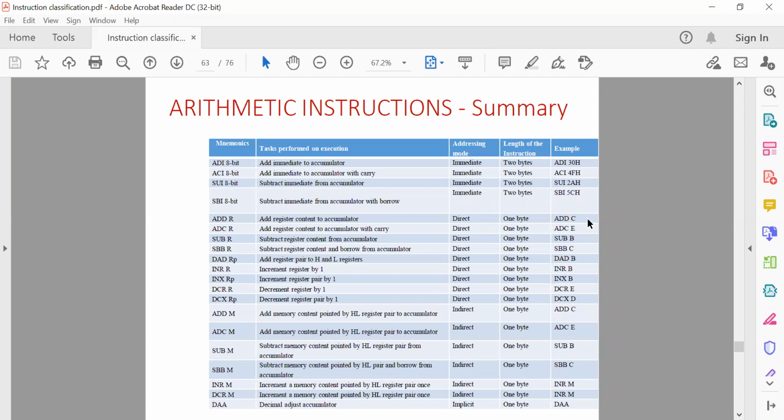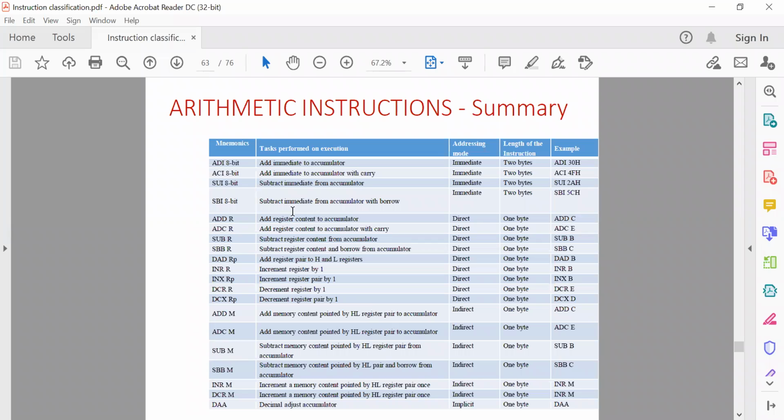Add C means A plus C, and the result will be stored automatically into A, because according to the architecture, all the arithmetic and logical operations are accumulator oriented operations. One data byte, the first data byte, must be stored inside the accumulator. Another data byte you can take from any register. So if it is written as add B, what does it mean? A plus B, and the result will be stored into A. If it is written as add D, A plus D, the result will be stored into the A register.